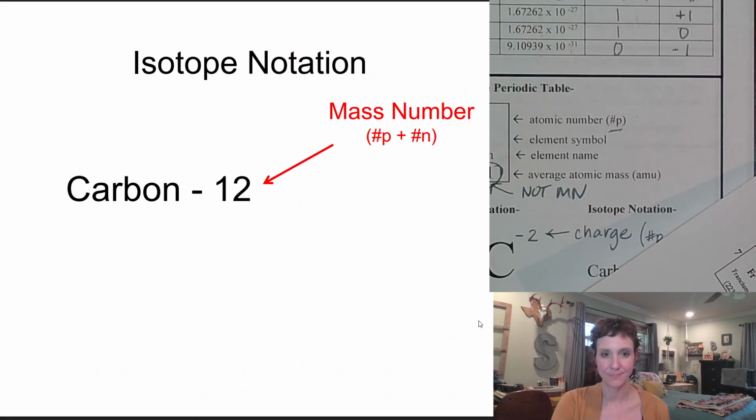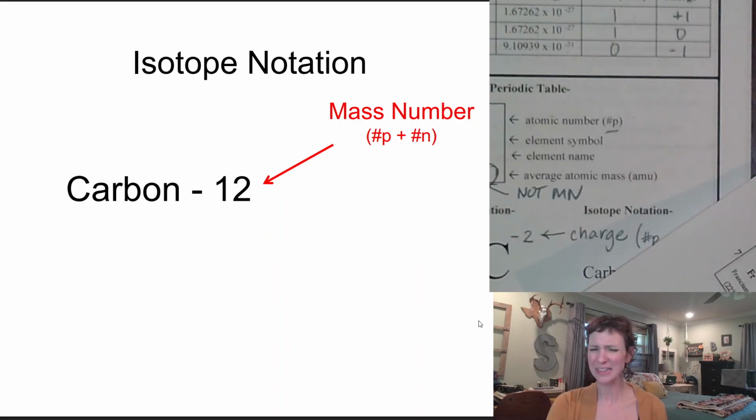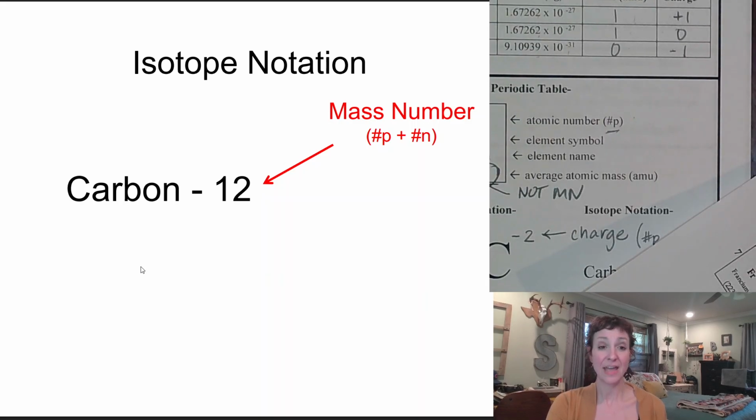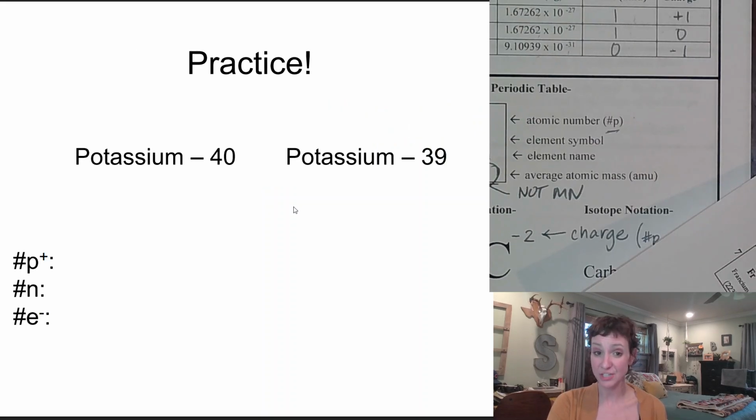Same number of protons as the other ones, but the electrons are not the same. Here's another way I can represent what an atom has going on inside of it besides my symbol notation. This is called isotope notation. It's got a little bit less information, but we have the name of my element, and if you know the name of the element, you know its atomic number from the periodic table, so you can figure out the number of protons. And then it's got a dash off to the side with the mass number.